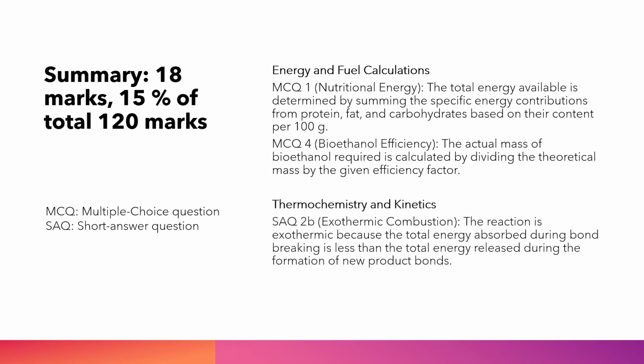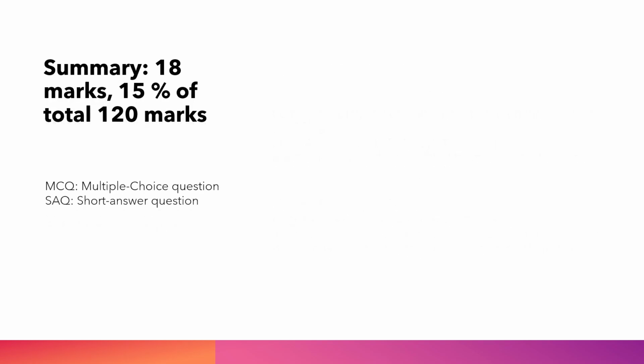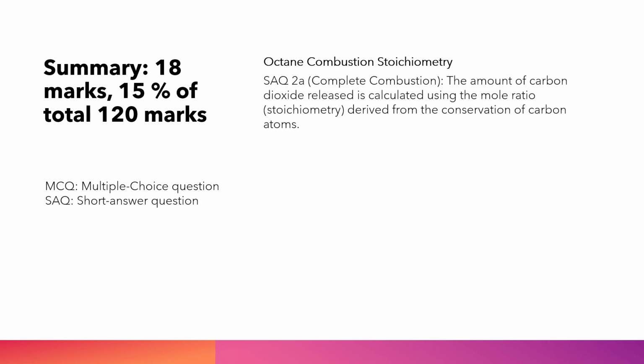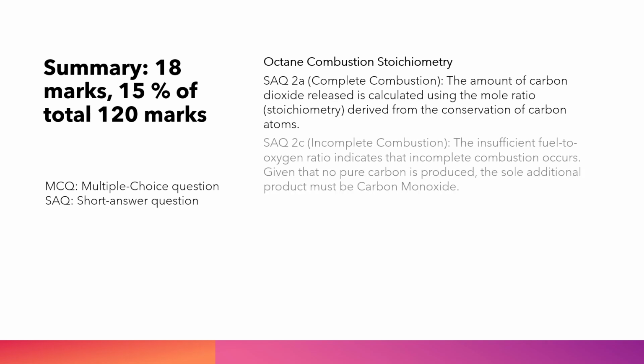Thermochemistry and kinetics. SAQ 2b. Exothermic combustion. The reaction is exothermic because the total energy absorbed during bond breaking is less than the energy released during bond formation. Octane combustion. Stoichiometry. SAQ 2a. Complete combustion. The amount of carbon dioxide released is calculated using the mole ratio, stoichiometry, derived from the conservation of carbon atoms.